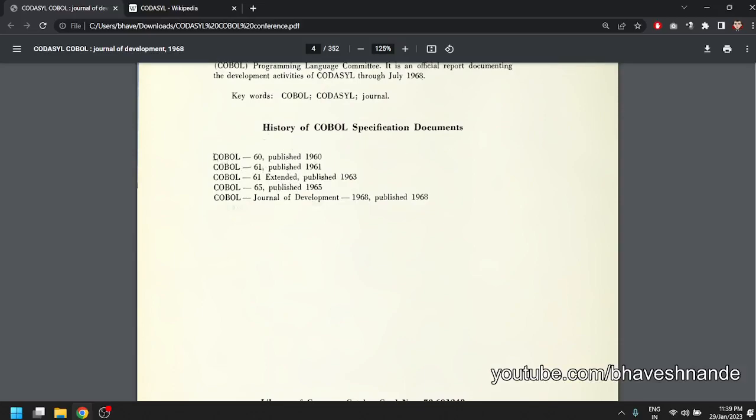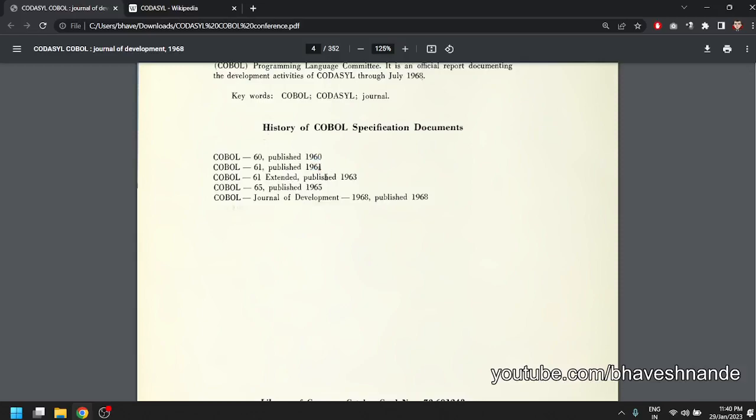So there are different versions of COBOL, I think, which were published. So COBOL 60, which was published in 1960. I'm not sure if this was the first one, but it looks like this is the first version of COBOL which was published. Next is COBOL 61. I think the numbers are also the last two digits of the year.